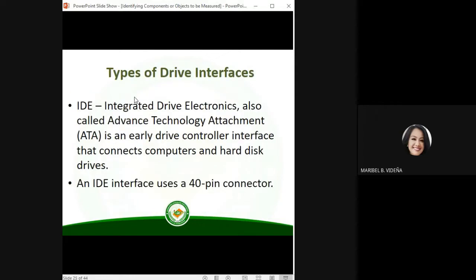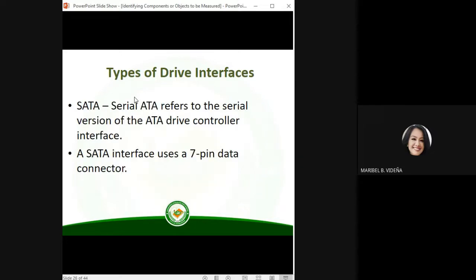Types of drive interfaces. Integrated Drive Electronics, or IDE, is also called Advanced Technology Attachment, or ATA. It is an early drive controller interface that connects computers and hard disk drives. An IDE interface uses a 40-pin connector. Serial Advanced Technology Attachment, or SATA, refers to a serial version of the ATA drive controller interface. A SATA interface uses a 7-pin data connector.